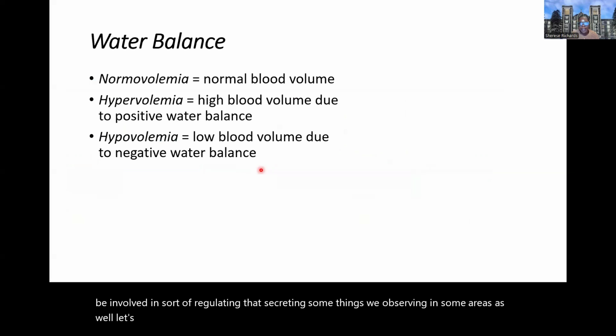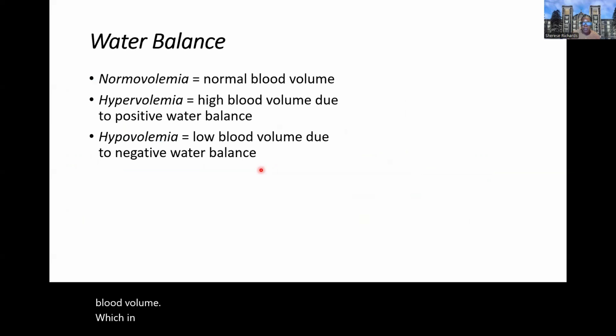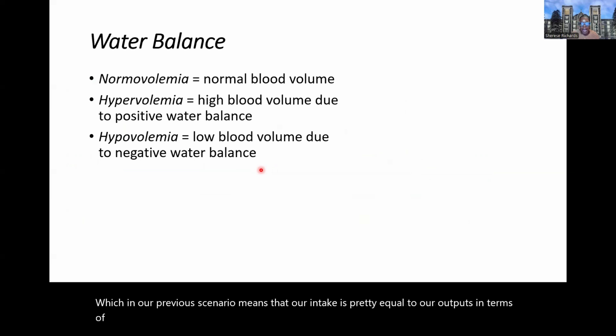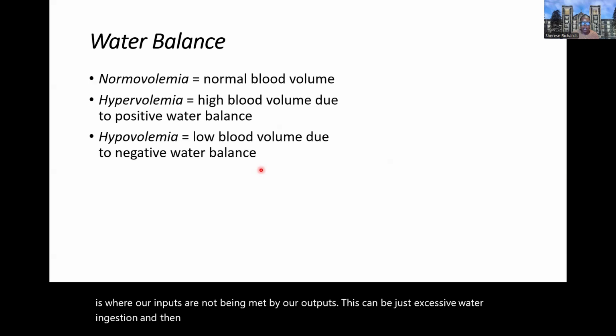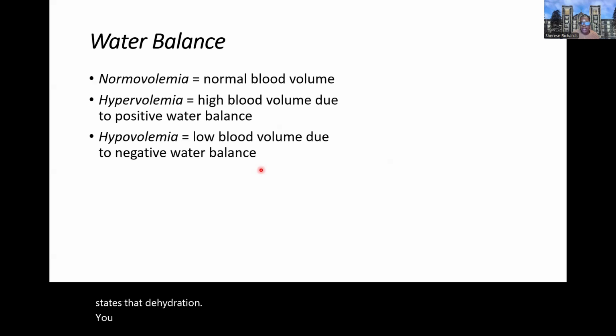Let's talk about our different water balance states. So normovolemia, having a normal blood volume, which in our previous scenario means that our intake is pretty equal to our outputs. In terms of hypervolemia, this is where we have a high blood volume, or positive water balance. This is where our inputs are not being met by our outputs. This can be just excessive water ingestion. And then hypovolemia, low blood volume, or a negative water balance. This can be states like dehydration, volume loss through bleeding, etc.